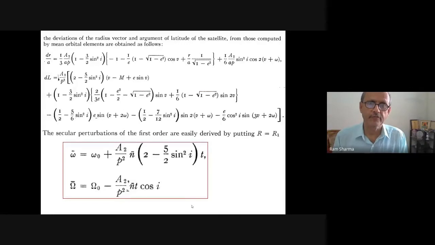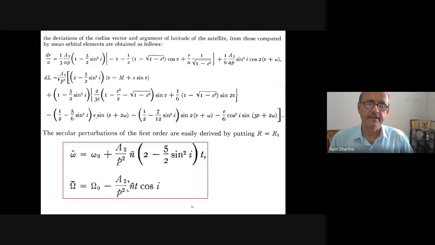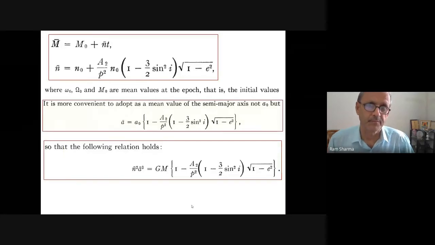Now the derivation of the radius vector and argument of latitude of the satellite from those computed by orbital elements are obtained as follows. Then he computes these things, dr by dA, and then dl he computes. The secular perturbations of first order are easily derived. Now r is equal to r1. He writes where we are looking for small omega and capital omega. The small omega is there, capital omega is there, and mean anomaly is there, and mean motion, that n is nothing but the mean motion.